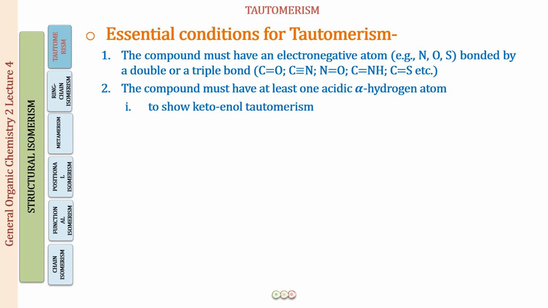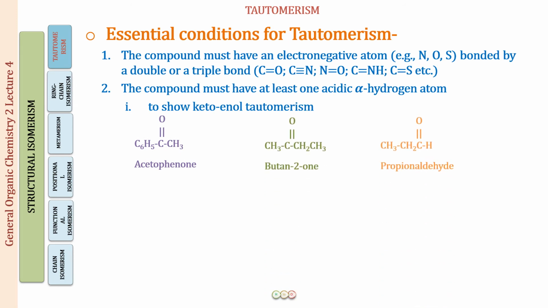So for example, when we are showing keto-enol tautomerism, let us see examples. We have acetophenone, we have butanone and we have propionaldehyde. So what are alpha hydrogens in them? You have this to be the functional group. The carbon next to it is called the alpha carbon. Alright, and if that carbon has hydrogens attached to it, those will be called the alpha hydrogens. So in acetophenone, this is the functional group. The carbon next to it is a methyl group. So this has hydrogens. So these are going to be the alpha hydrogens.